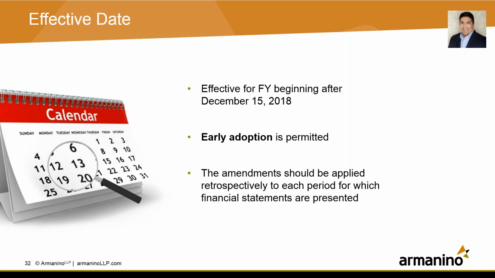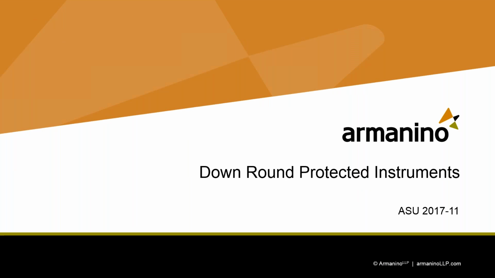This ASU is effective for fiscal years beginning after December 15th, 2018, so we have some time on this one, although early adoption is permitted. But if you should early adopt, remember to apply this ASU retrospectively. Thanks.